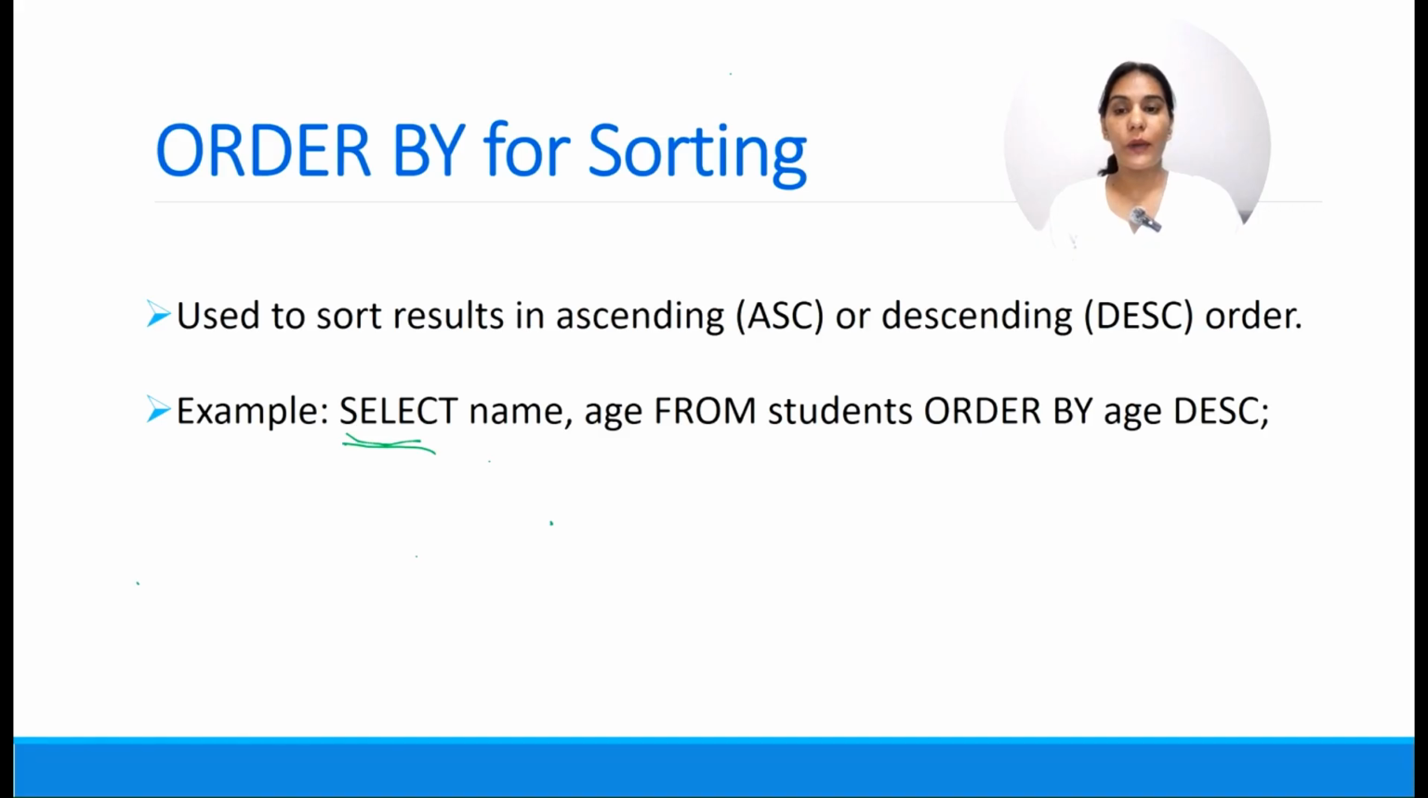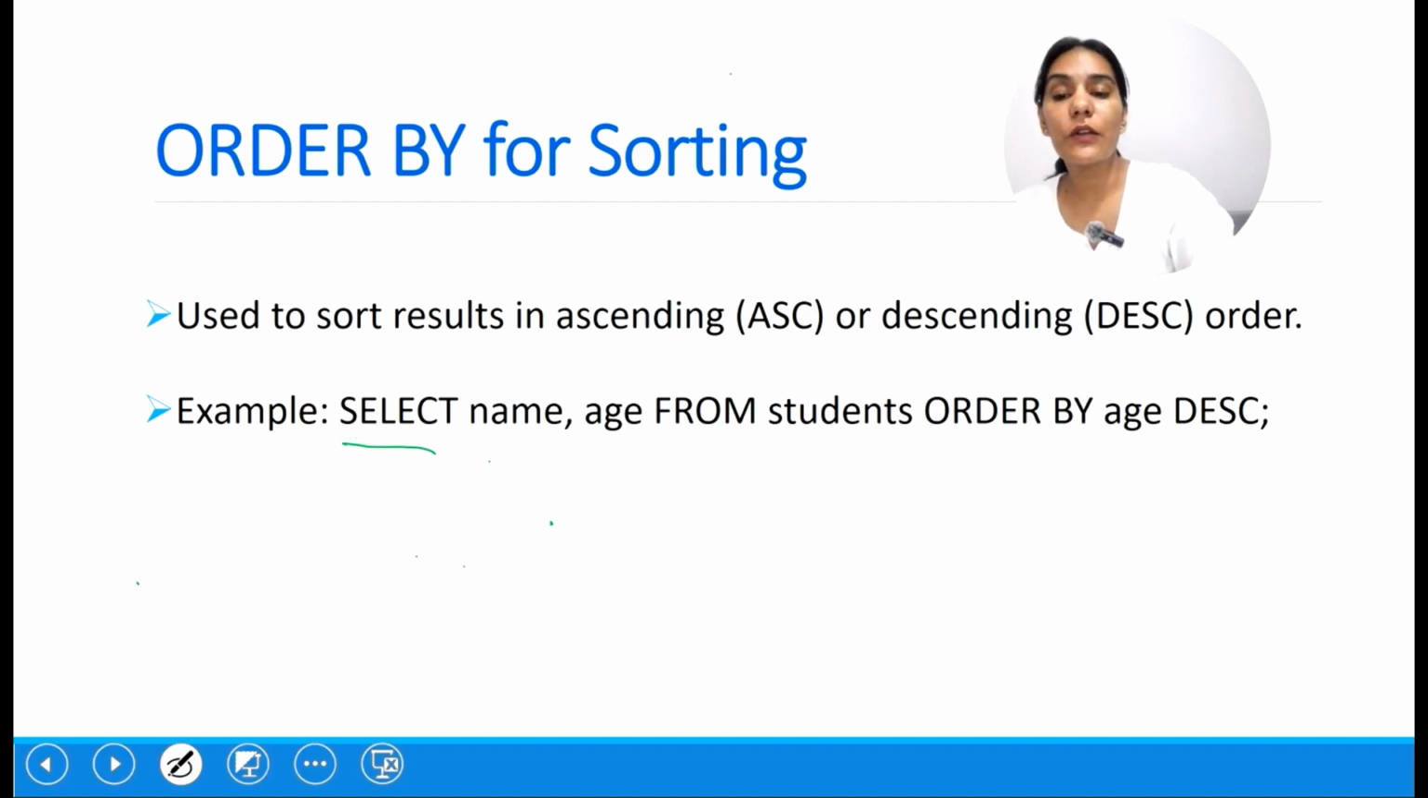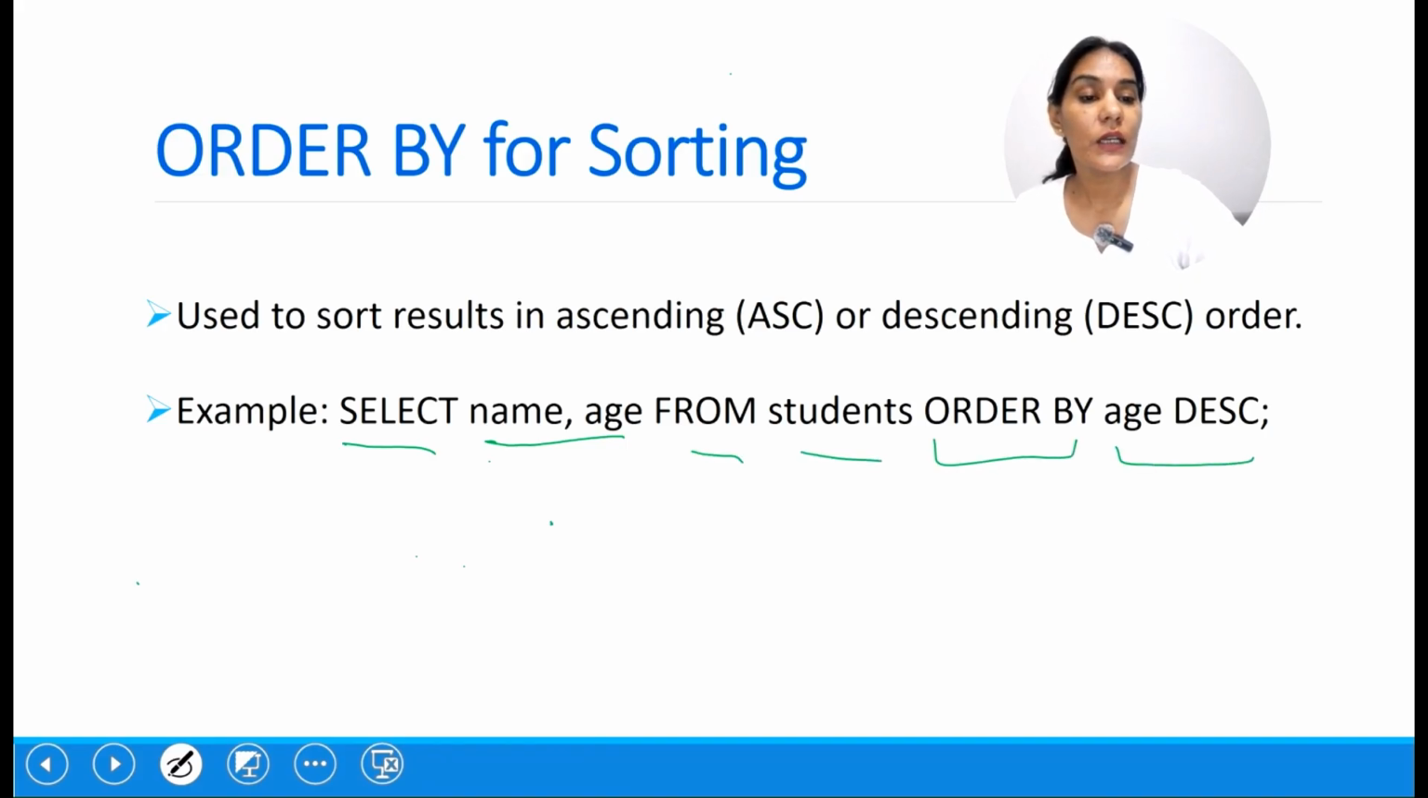Let's discuss order by. In order by, we can sort our data in either ascending or descending order. So we will mention a select query, then attribute names from students order by age, in descending order. So it will sort my data according to the column age in the descending way.